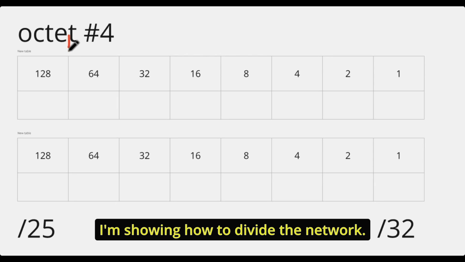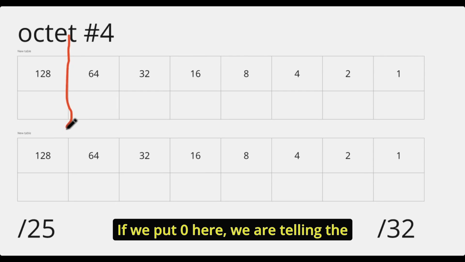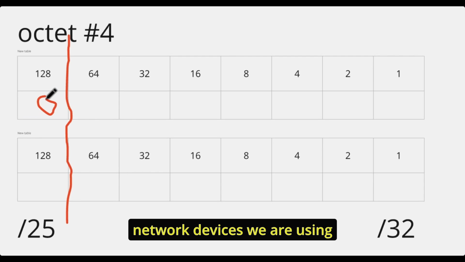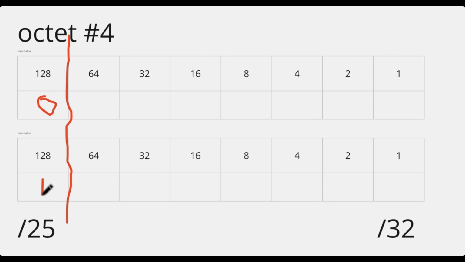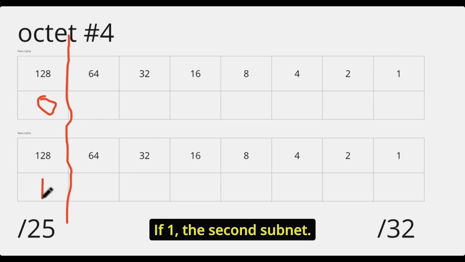I'm showing how to divide the network. If we put 0 here, we are telling the network devices we are using the first part of the subnet. If 1, the second subnet.